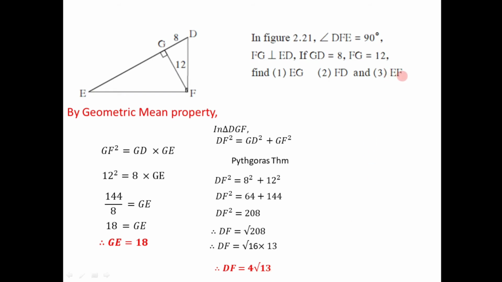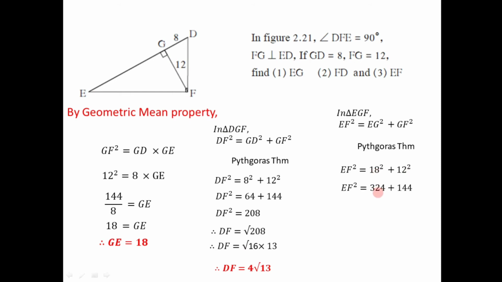Now we have to find the length of segment EF. To find it, we should consider the right angle triangle EGF. Here also, by the Pythagoras theorem, we can write EF square, which is the hypotenuse, is equal to EG square plus GF square. We have just found the length of EG to be 18, so that's 18 square plus GF square. GF is given to be 12, so 12 square.